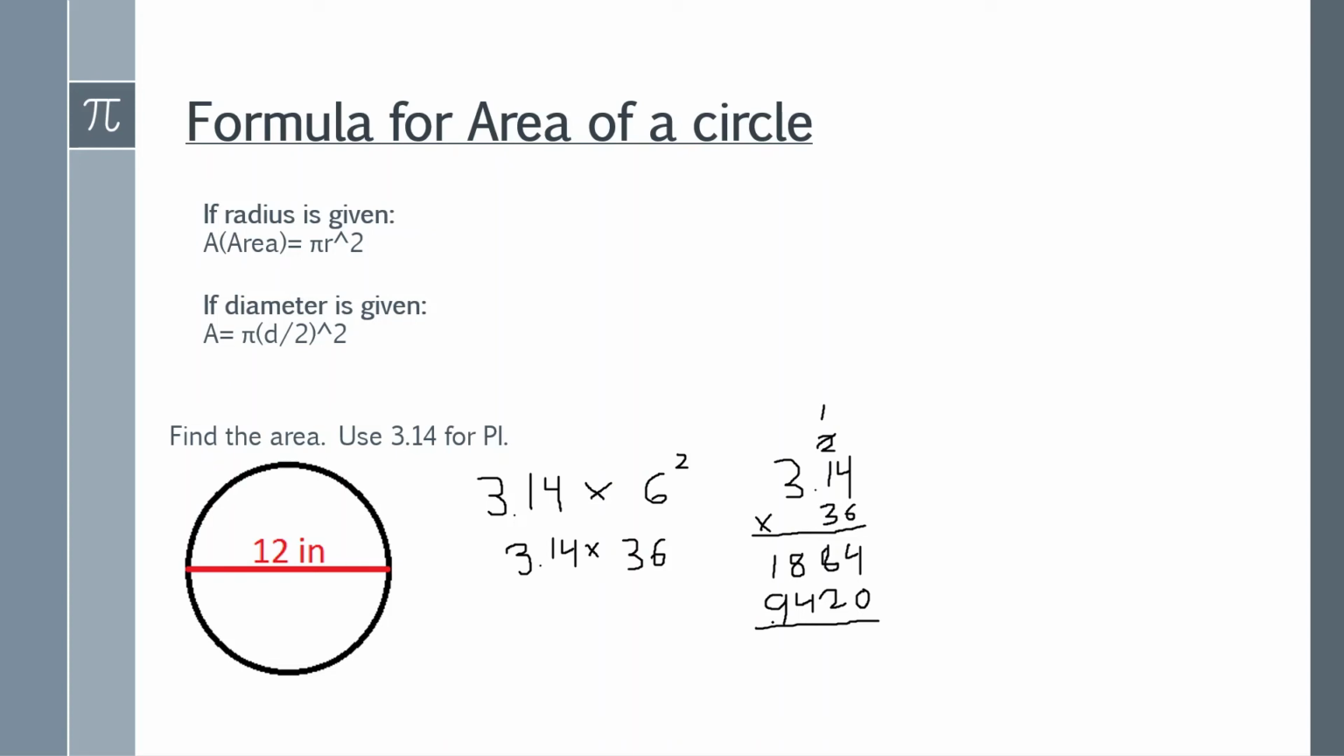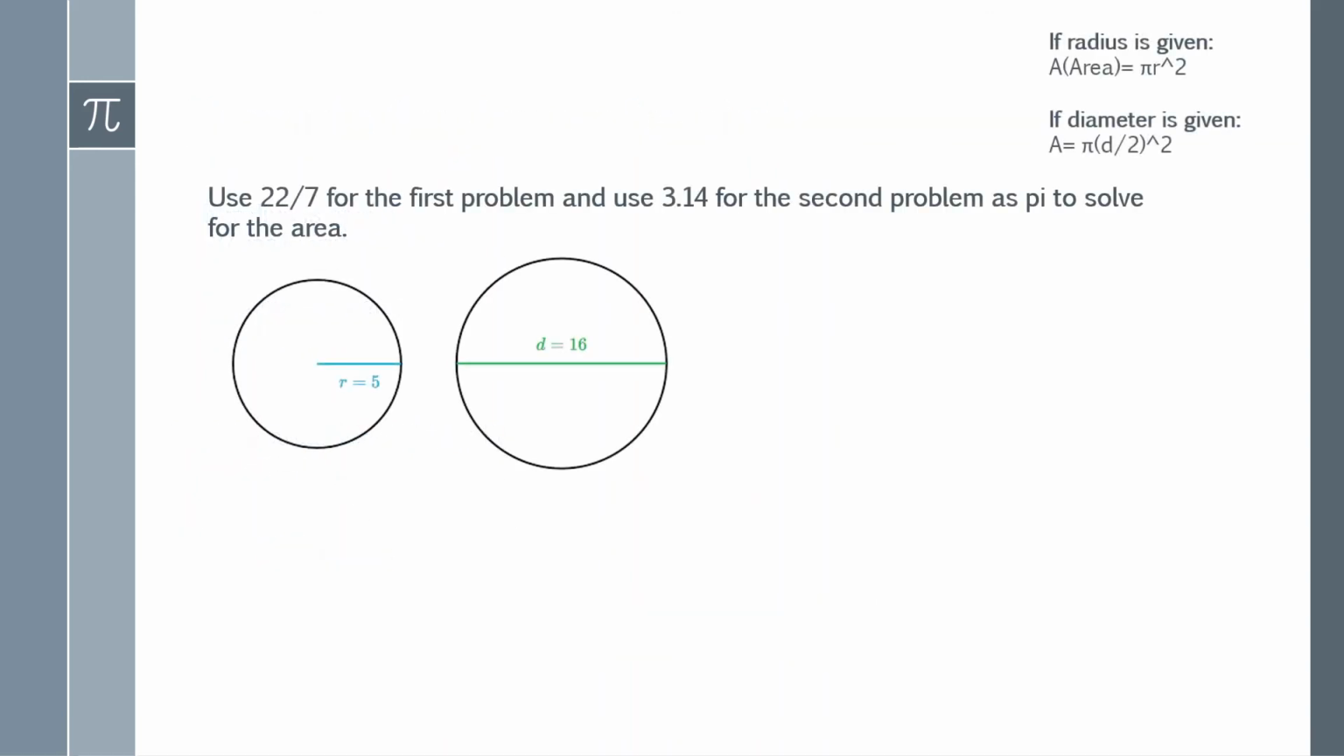So we can add this, and we get 4, 10. We get 113.04. So I'll write it out here since it has units in this case. So it'd be 113.4 inches squared. Okay, so remember, area will be inches squared, nothing new for the circle. So yeah, that's our answer. And finally, we have this practice problem which you guys can pause the video and solve.